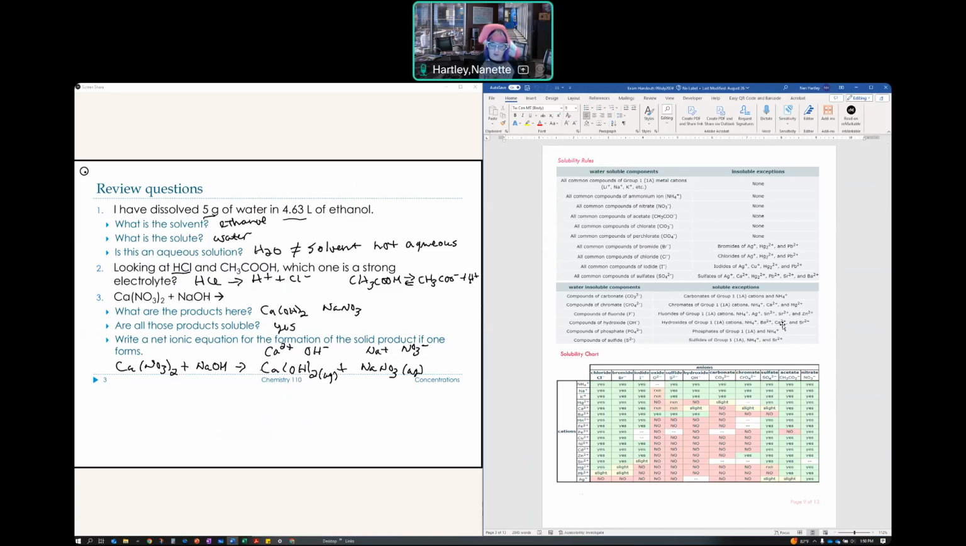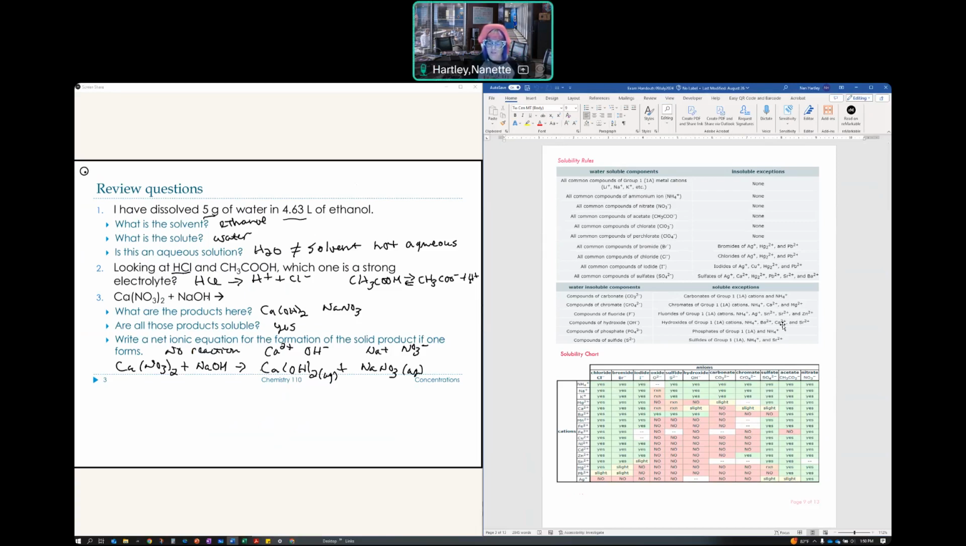So my net ionic equation for this is nothing. So no reaction, because everything is soluble. So I have no net ionic equation for this because nothing forms a solid. So that's my answer for what we're talking about there. And that's because nothing forms a solid.